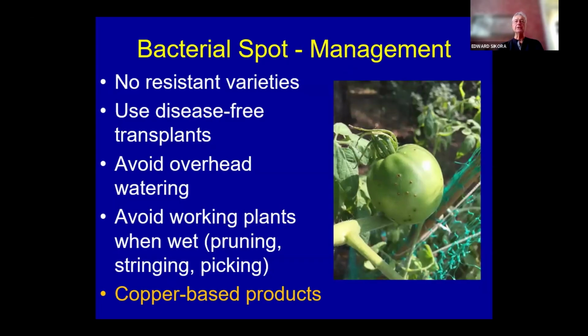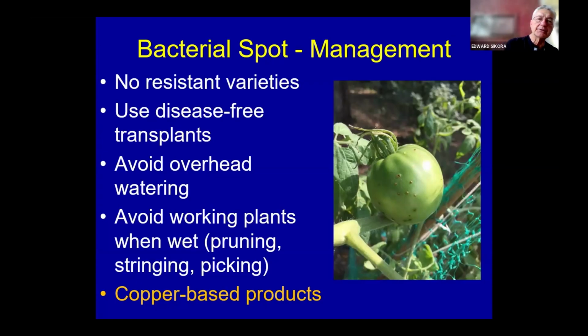Try to use disease-free transplants. Get your tomatoes from a reputable nursery or dealer. Avoid overhead irrigation. Avoid working plants when wet. So when thinking about pruning, stringing, or even harvesting the fruit, avoid those fields when it's wet out because you can easily spread the disease from one plant to another.